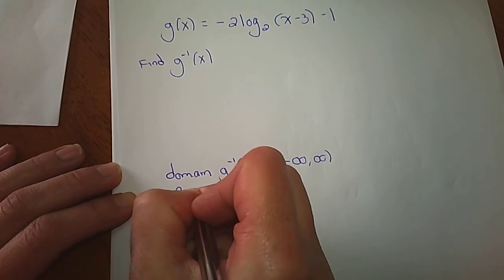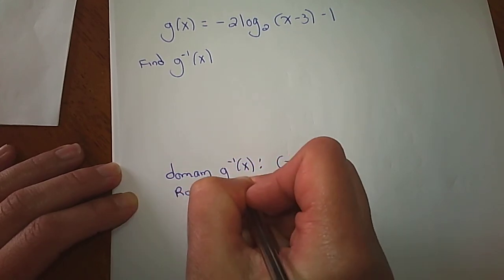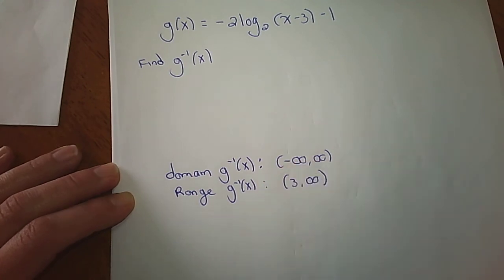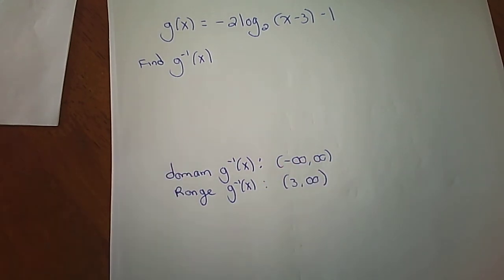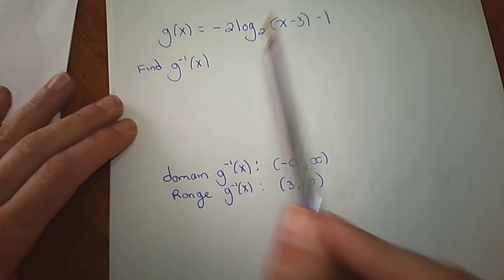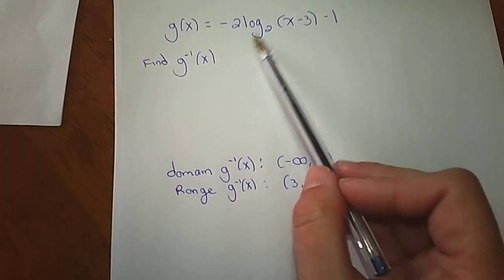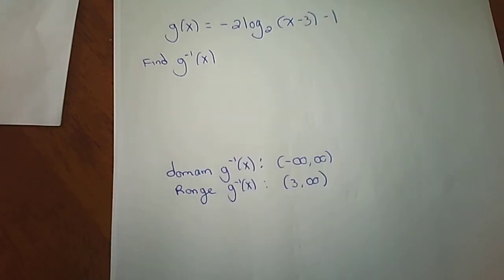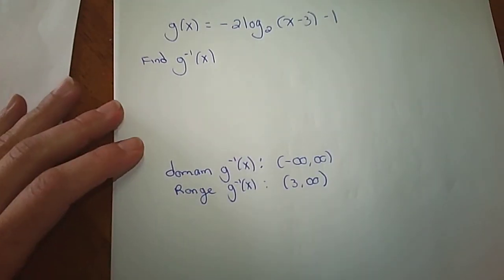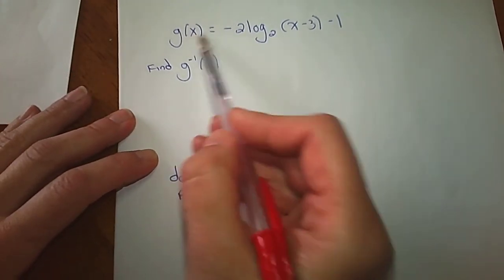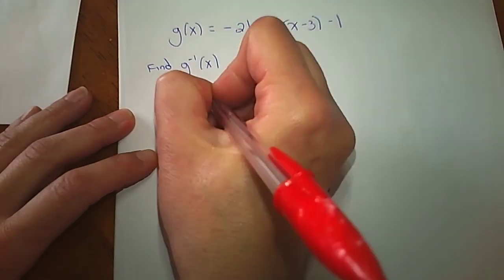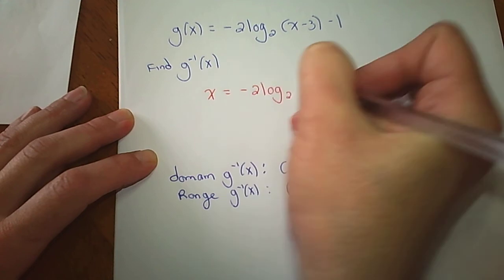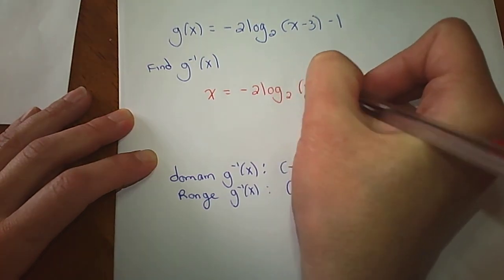And the range of the inverse is the domain of the original. So you just flip-flop those. That can get done. And now we're going to do this guy. Now, the inverse of a log equation should be an exponential equation, so that's what we should end up with when we're done. All right, step 1, switch the x and the y. So we do x equals -2 log base 2 of (y minus 3) minus 1.